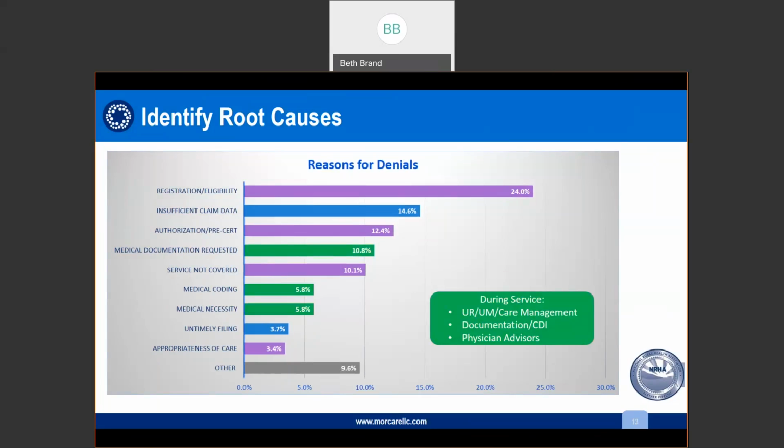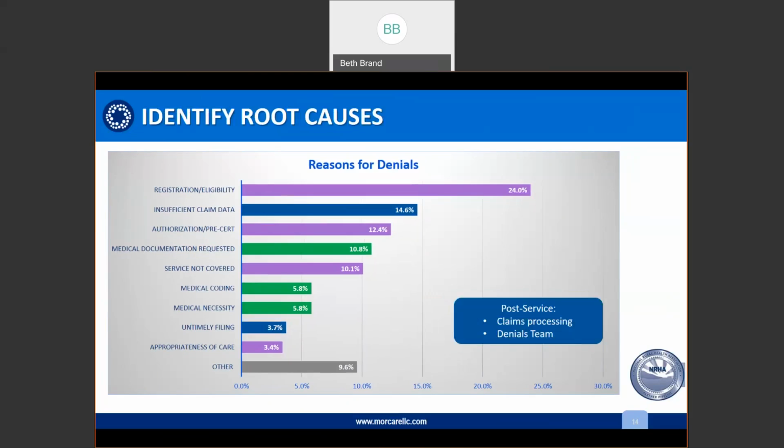The next step then, let's look at those denial reasons that are actually occurring during the service, during the care phase of the patient. So do you have appropriate medical necessity rules in place? Are physician advisors being utilized efficiently and effectively? Is education being provided to physicians on documentation issues that lead to inaccurate coding and therefore denials? Are medical directors being involved when peer-to-peer is needed?